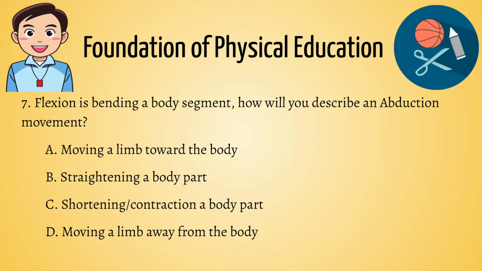Flexion is bending a body segment. How will you describe an abduction movement? A. Moving a limb towards the body. B. Straightening a body part. C. Shortening, contraction of a body part. D. Moving a limb away from the body. Answer: D. Moving a limb away from the body.